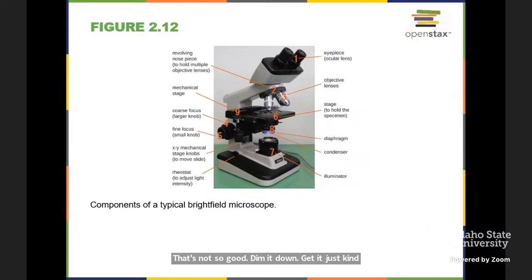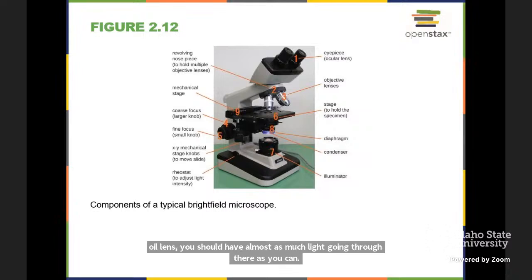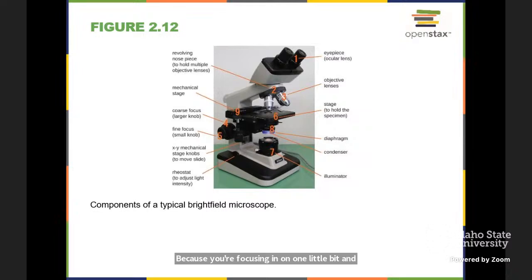Once you start seeing stuff, by the time you get to the oil lens, you should have almost as much light going through there as you can, because you're focusing in on one little bit, and the more light, the crisper the image. So you do some adjusting with that depending on which objective you're utilizing. There's also the diaphragm underneath, where you can adjust the amount of light that's going through. Usually we have it opened up to allow it all in there, all right?